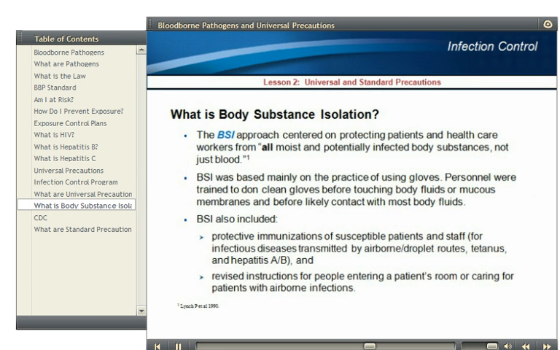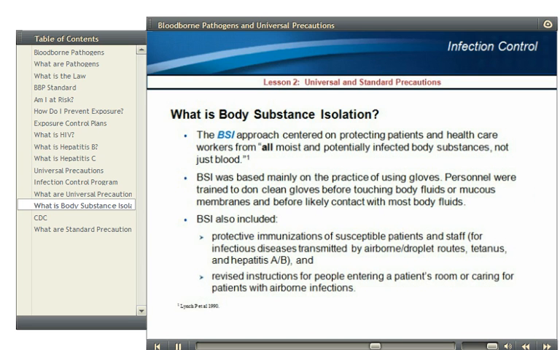What is body substance isolation? The BSI approach centered on protecting patients and healthcare workers from all moist and potentially infected body substances, not just blood. BSI was based mainly on the practice of using gloves. Personnel were trained to don clean gloves before touching body fluids or mucous membranes, and before likely contact with most body fluids.